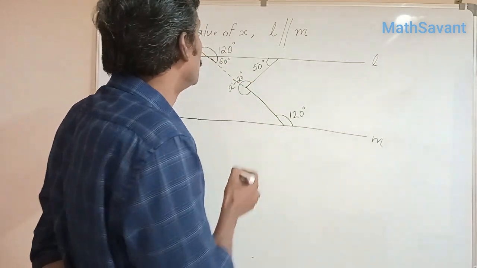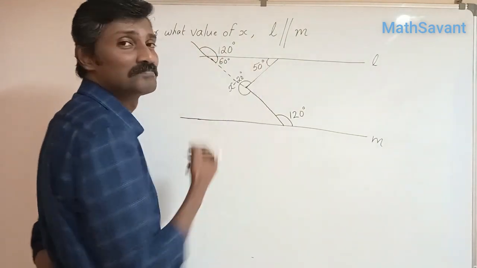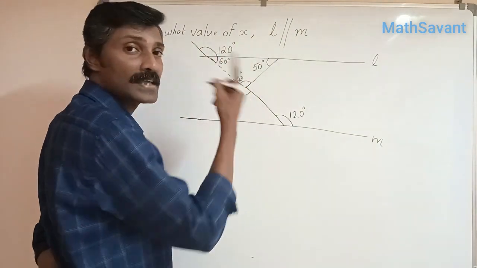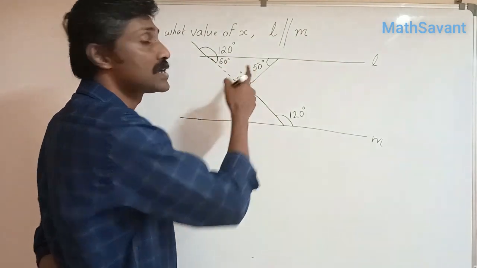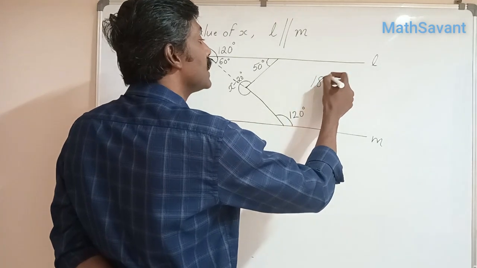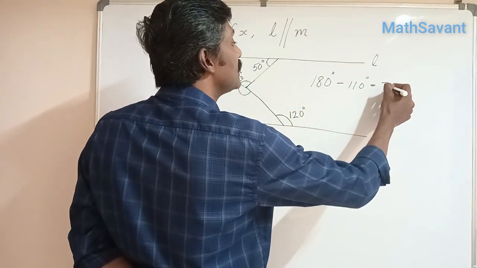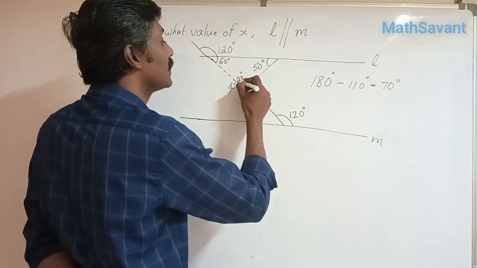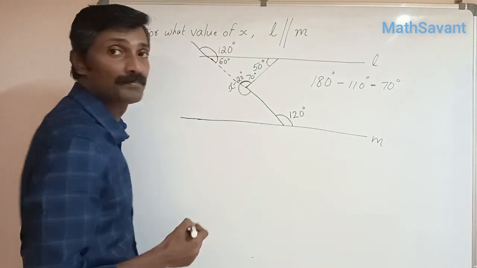Now, this is 60, this is 50, and this is a triangle. So the third angle has to be 180 minus the sum of 60 and 50. Sum of 60 and 50 is 110 degree. So this third angle has to be 180 degree minus 110 degree, which is 70 degree, correct? So this angle in between I get as 70 degree, right?